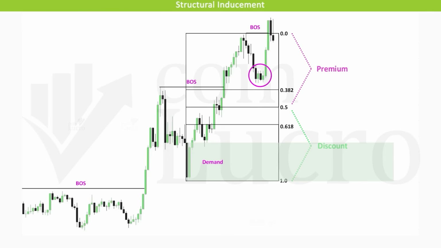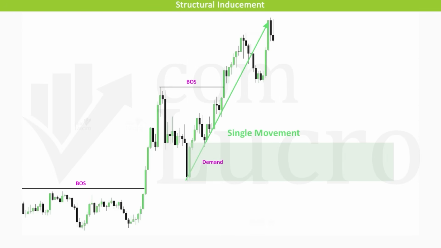This is critical. For us at Comlucro, a retracement that does not reach at least the 38.2% level cannot be considered a valid retracement. And even when price retraces only to the 38.2% level, these very shallow pullbacks tend to create inducement and liquidity hunts rather than clean entries. Because of that, traders must be cautious with shallow retracements.